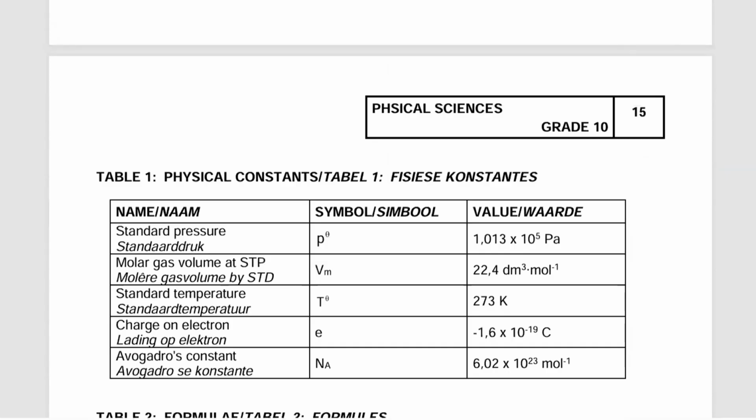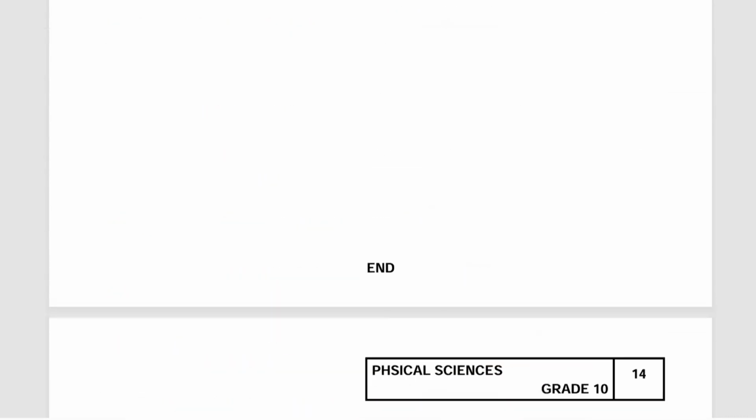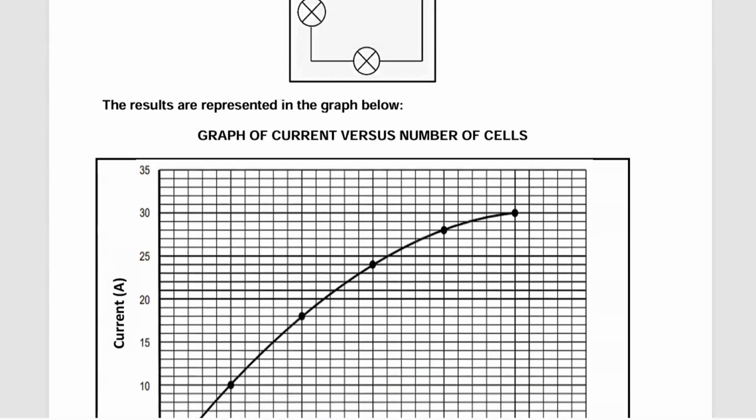Okay, so this is the molar gas volume at STP, standard temperature and pressure, and this is our Vm, which gives us a value of 22,4. This is what we're looking for. Then we go back to our question and finish. We're almost done.